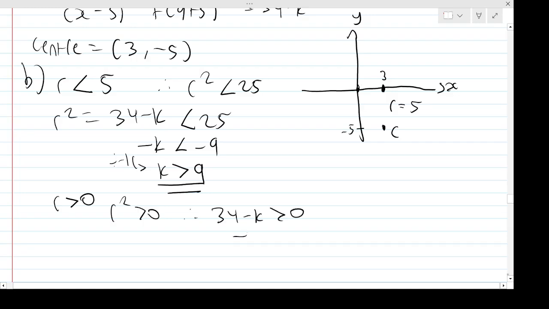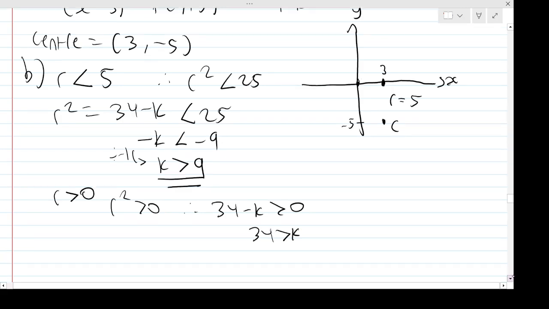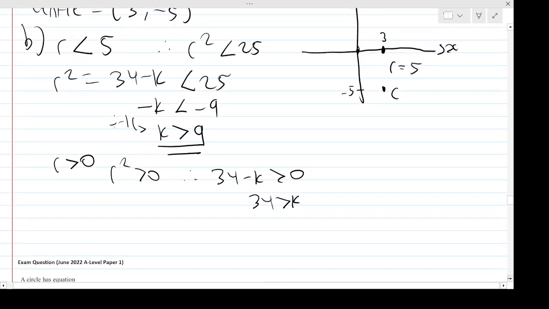So then I have minus k. Well, no, 34 would be greater than k. But I don't like it in this order, personally, because then I can flip it to then say k is less than 34, which makes more sense. I like it on the left of the inequality. Okay, so I've got these two inequalities.